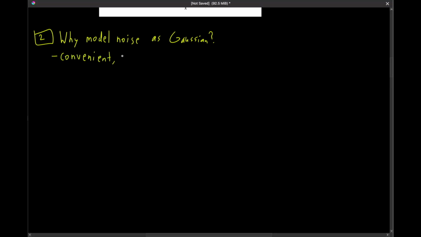Okay, on to topic 2. Why model noise as Gaussian? Based on my research, there are a few reasons. First of all, it's pretty convenient and leads to solutions that are tractable and work in practice. In addition, there are statistical methods that evaluate how Gaussian noise is, and it turns out that noise often is pretty Gaussian.